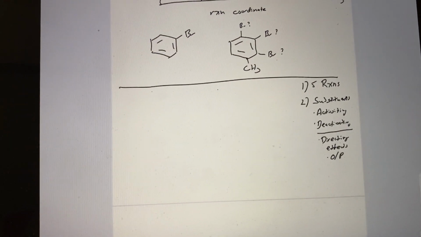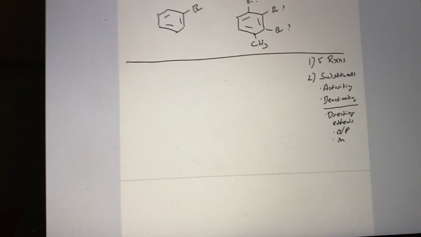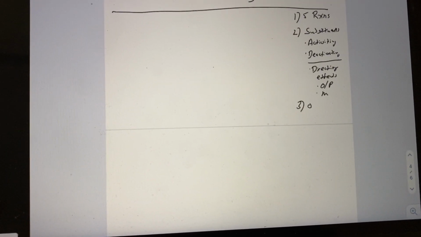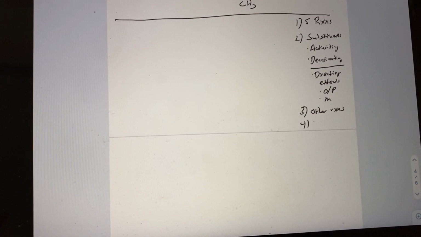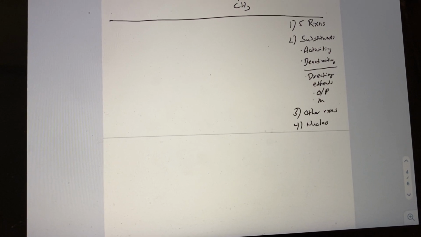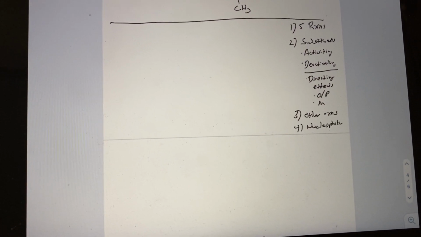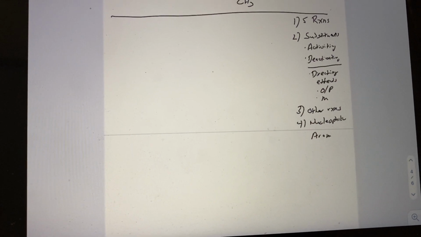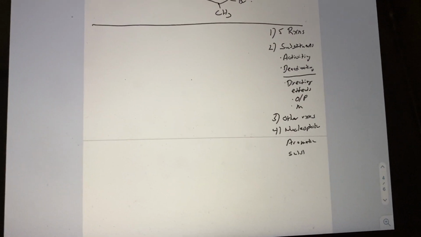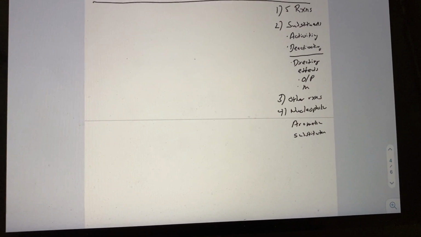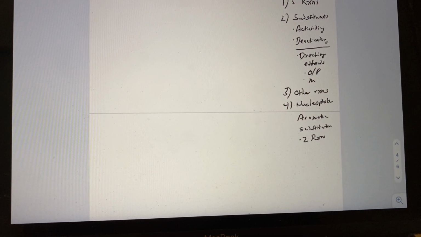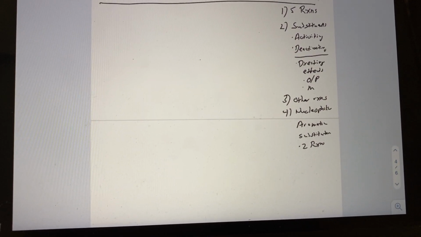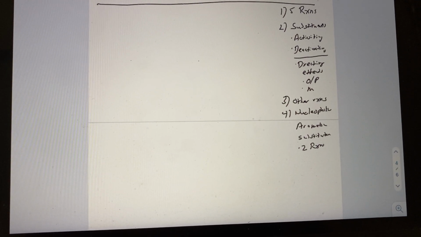And we have ortho-para directors and we have meta directors. So we get back into that language. Then we have a few other reactions. I'm not sure if we'll get to this today, we'll see. And then finally, very briefly, rather than electrophilic aromatic substitution, we have nucleophilic aromatic substitution. That's a substitution, and that's 2 reactions. Either we add and then we eliminate, or we eliminate and then we add. So that's the outline.